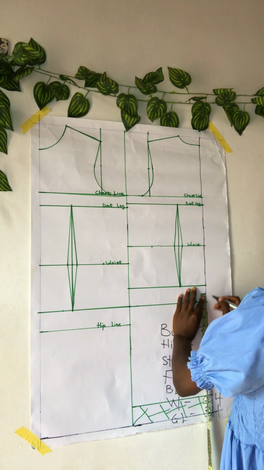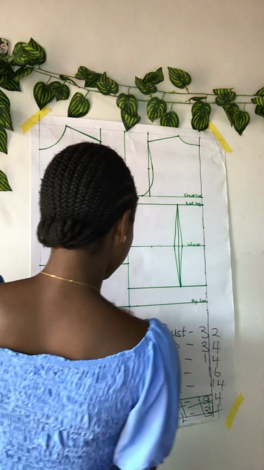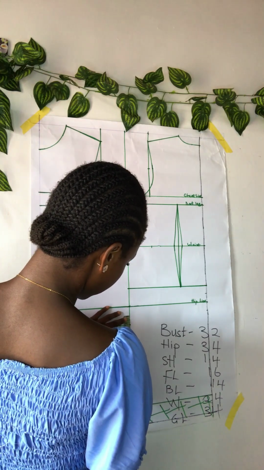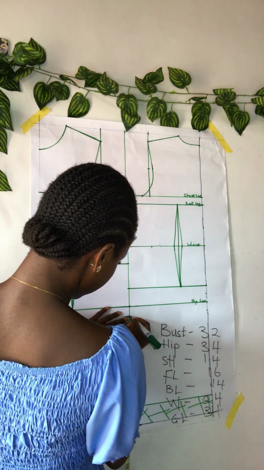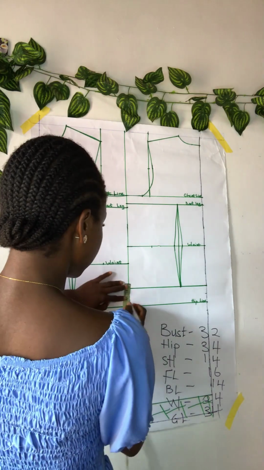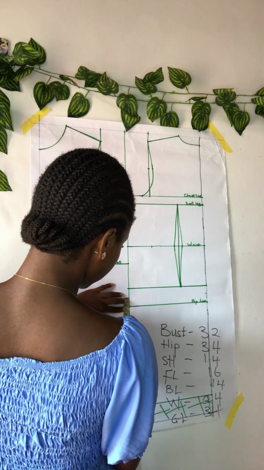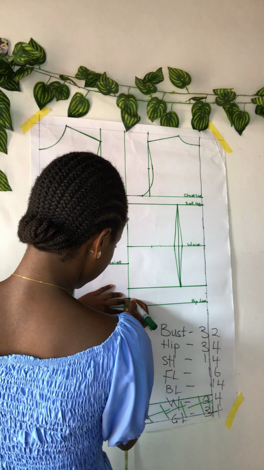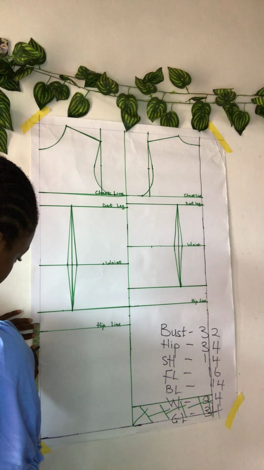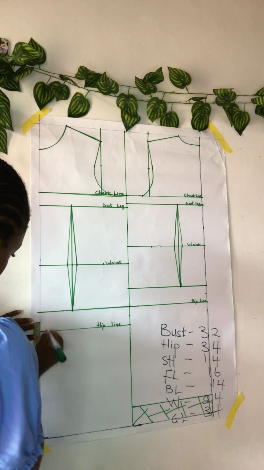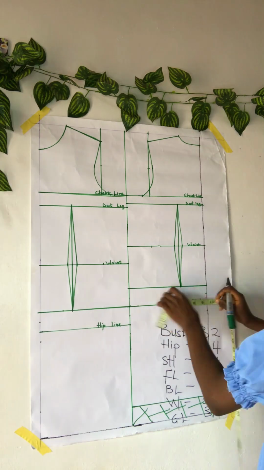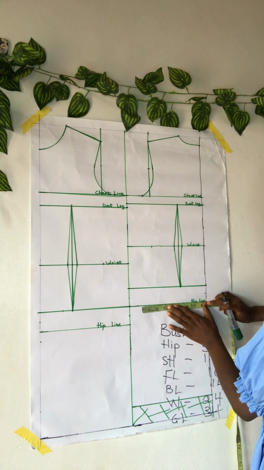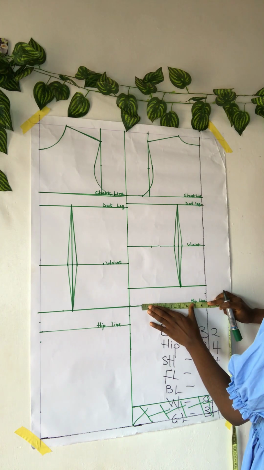Now what I'm doing is measuring 1 inch above my hip line and 1 inch below my hip line. You don't need to do this, but it's also important if you want your drafting to be seamless. This is going to make your hip not give a sharp edge, so it's going to contour, it's just going to give it a fine line. So that's what we're trying to achieve.